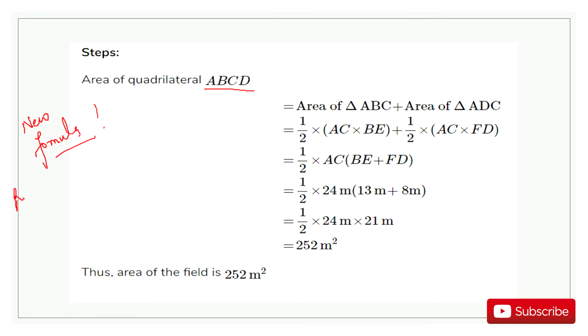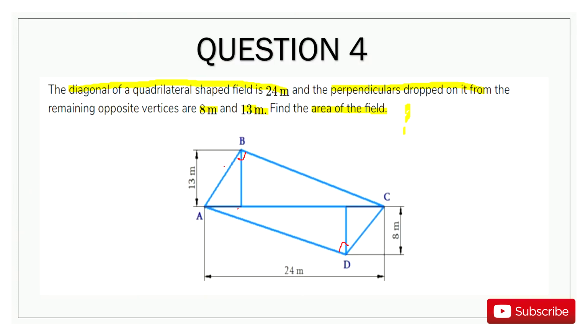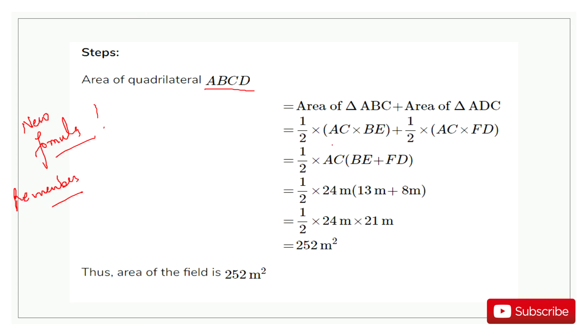So please remember it. Area of triangle ABC plus area of triangle ADC, that is area of triangle ABC 1, area of triangle ADC 2, because this base AC is common. Then half into AC, which is the side common in both of them, will come out common. So the sum of the heights gives the answer as 252 meter square.